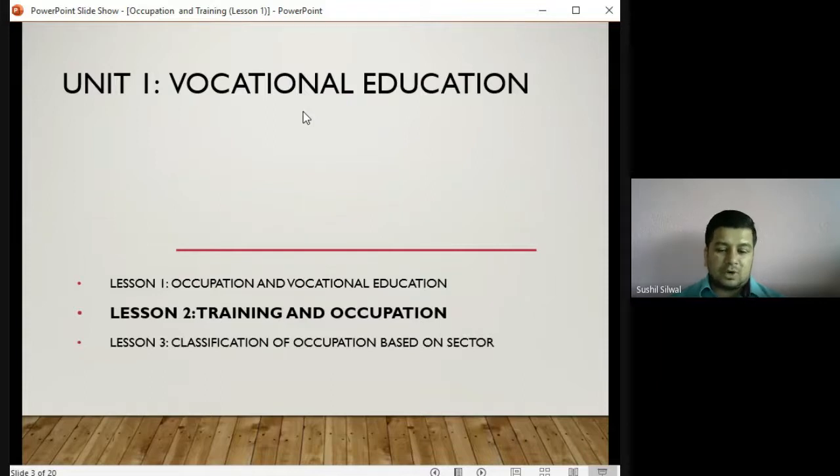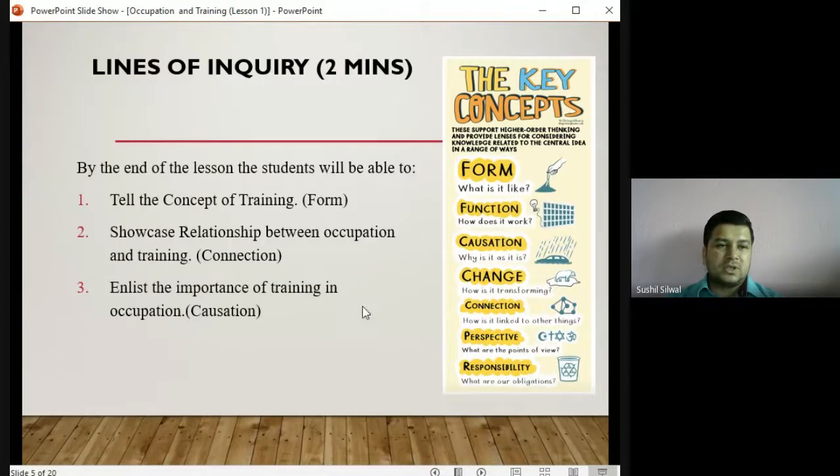Okay, so this is our topic right now, vocational education. Within that topic, we just started with lesson 1 and then we went to lesson 3 because there was a direct connection between lesson 1 and lesson 3. So we just jumped a little bit, not much. These are the lines of inquiry that we discussed last time.